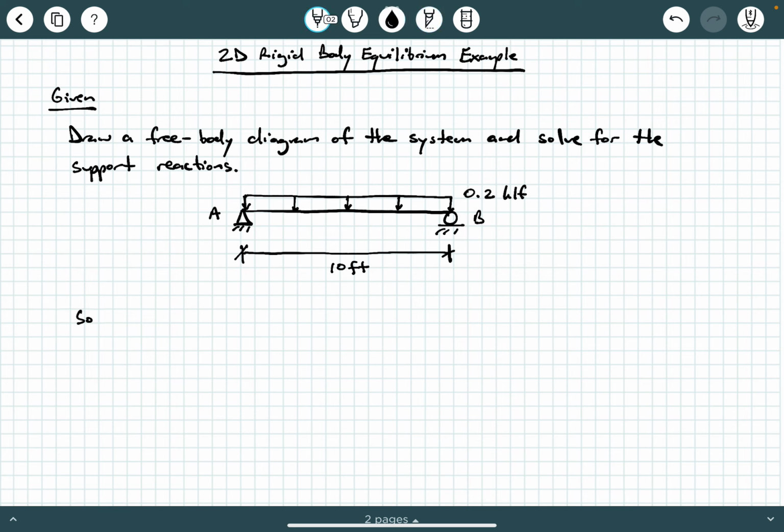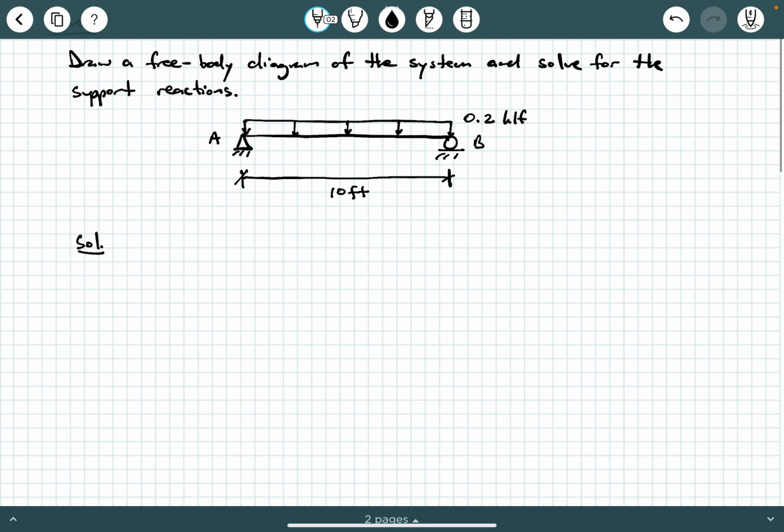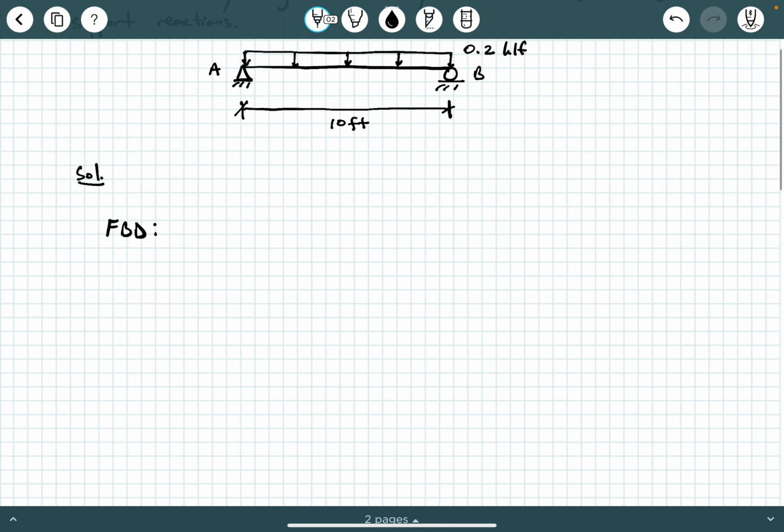So let's go ahead and get started. We're gonna start by drawing the free body diagram, partly because the problem told us to, but also anytime you're dealing with a 2D rigid body equilibrium problem, or really any equilibrium problem for that matter, you always need to start by drawing the free body diagram, even if the directions do not explicitly tell you to.